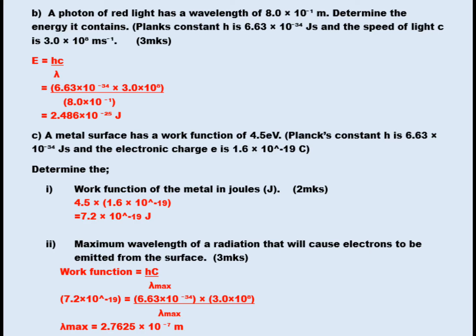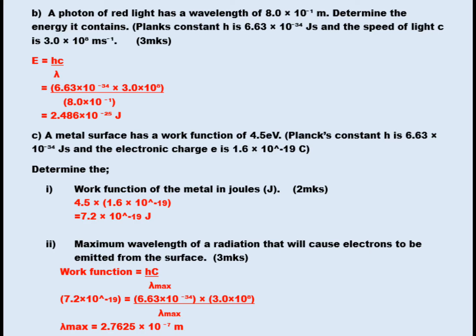So you simply multiply by 1.6 times 10 raised to negative 19, which is the charge of an electron. So when you multiply 4.5 electron volt by 1.6 times 10 raised to negative 19, you get 7.2 times 10 raised to negative 19 joule. Maximum wavelength of a radiation that will cause electrons to be emitted from the metal surface.